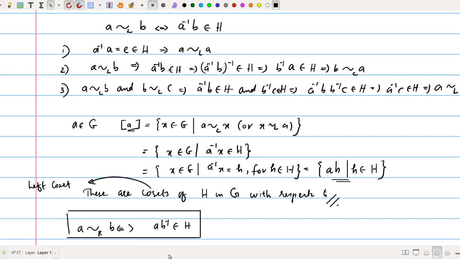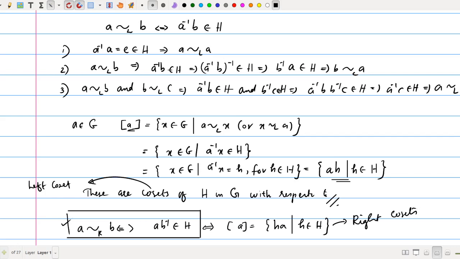If you observe this, then you can say that the equivalence class corresponding to this relation is nothing but the set of all h A where h belongs to H. So this will be the equivalence class corresponding to this relation. These equivalence classes are called right cosets. So now we can define left cosets and right cosets of a subgroup H in G.